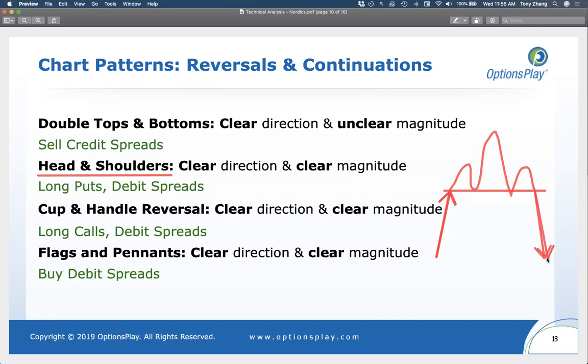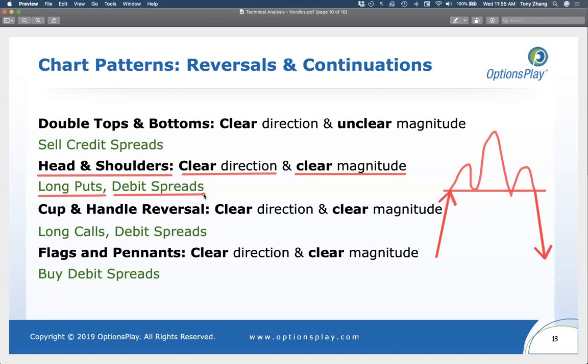So head and shoulders is one of the few reversal patterns that gives you a clear sense for direction, and it also gives you a clear sense for magnitude, which means that when you do identify a head and shoulders reversal pattern, or maybe even an inverted head and shoulders pattern, these are generally better off using, in my opinion, debit spreads. Debit spreads, because you have a clear sense of direction and magnitude, will give you the most optimal use of your capital for a trade like this, because you're risking the smallest amount on a debit spread than any other strategy.